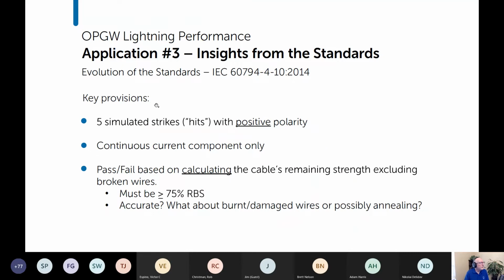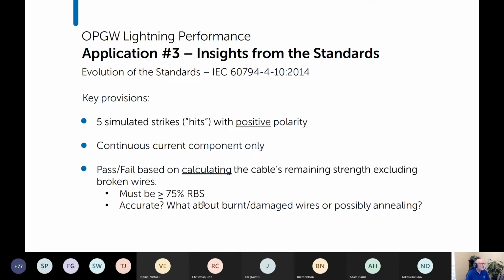So in more detail about the IEC standard, you have 5 simulated strikes, which we generally call hits, with positive polarity. Remember, there was this debate about whether positive or negative polarity is more damaging. You're focusing only on the continuous current component. And you have a pass-fail criteria based on calculating the cable's remaining strength after the 5 simulated strikes, and you do that by excluding broken wires. That criteria is that calculated remaining strength must be greater than 75% of the rated breaking strength of the cable.